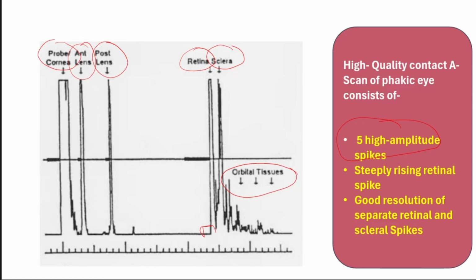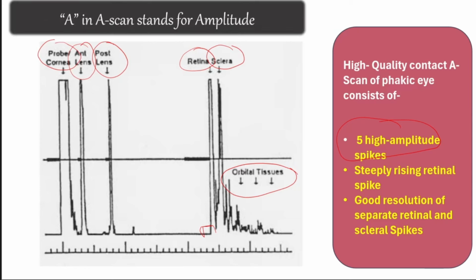So spike height or amplitude is what provides us the information about the quality of the A-scan. Since we are relying our biometry on the amplitudes, this type of biometry is known as an A-scan or an amplitude scan. So I hope that is clear.